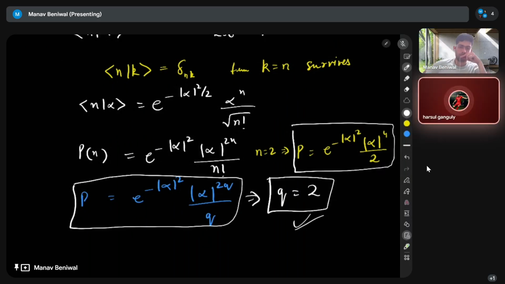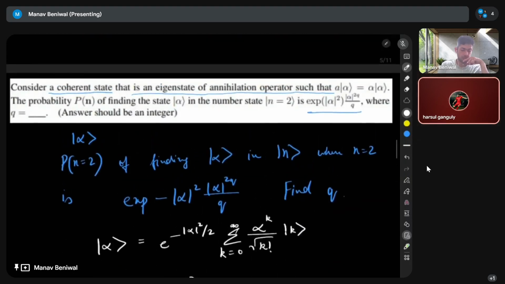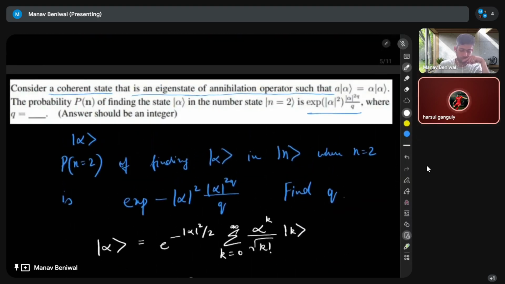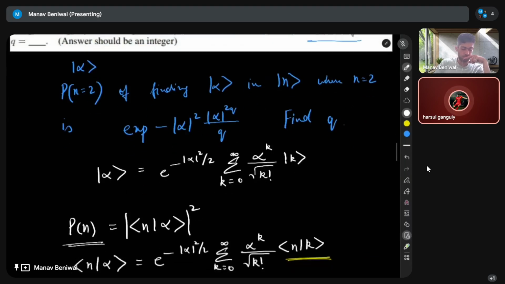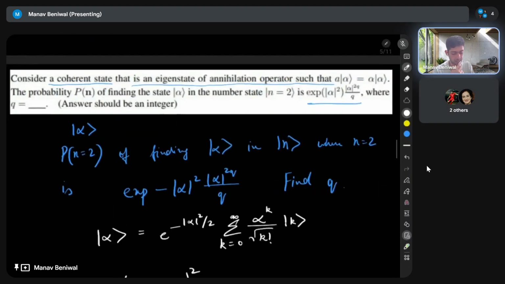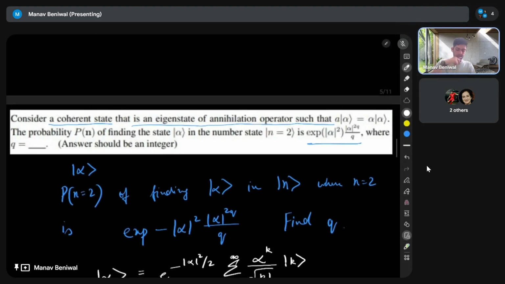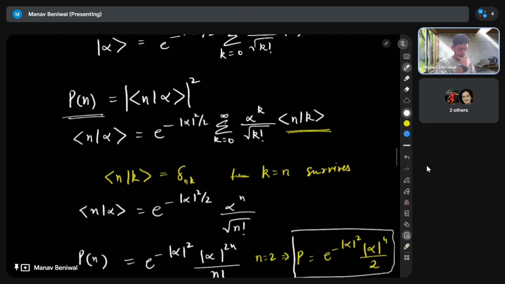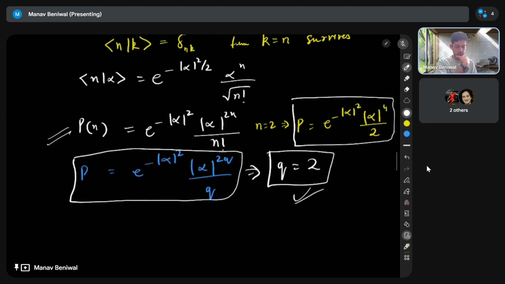Sir, in the question they asked the Q value. Yes, alpha power 2q by q. So over there n factorial must be equal to n for that equation to be true. No, so let's read the question again. They say that the probability p of n of finding the state alpha in the number state n is equals to 2 is this number. In the final step, after we have computed p of n, we have to put n is equals to 2 and then we compare.